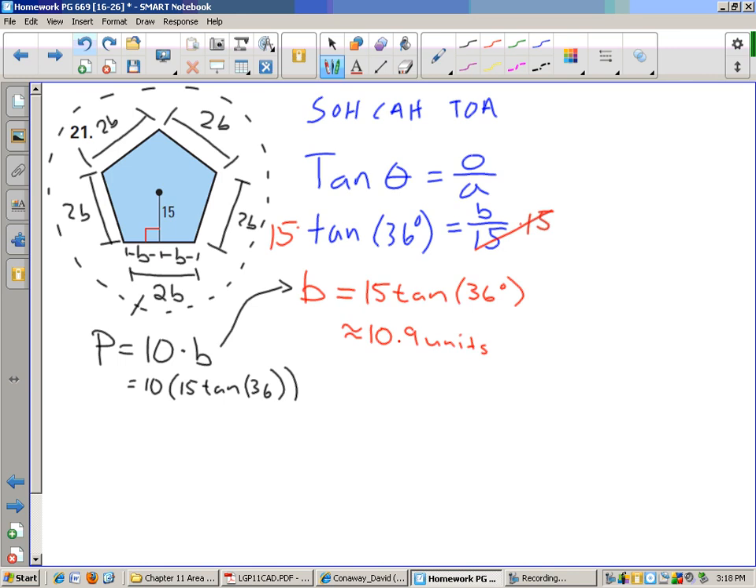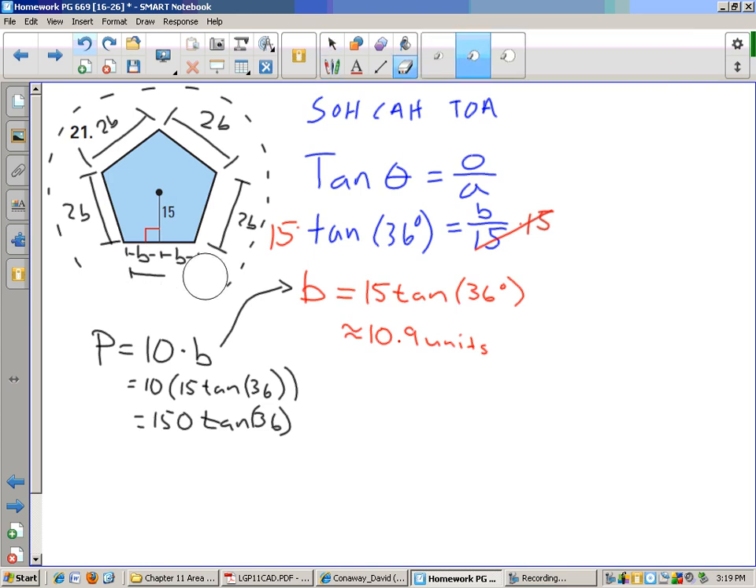Well, no decimal, right? What's 10 times 15? 150. So do you see how you can keep this really exact? So it's 150 tan 36s. Just keep tan 36 like it's an X. 150 of them. Okay, so that's the perimeter.